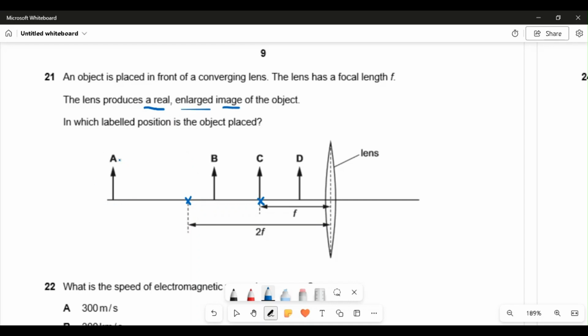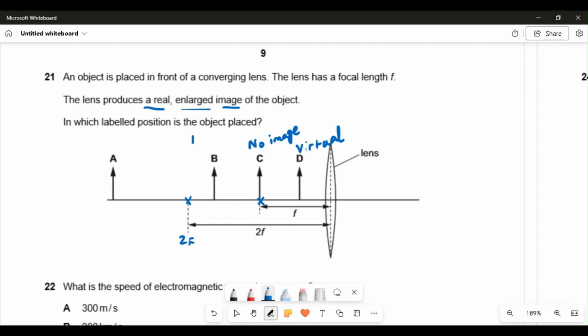When the object is before 2f, we can say that the image will be smaller and inverted, but real, on the other side. When the object is between f and 2f, the image will be inverted, real but larger than the object. If it is at C, we cannot see the image. At D, it will be virtual. So if the position is at D, the image will be virtual. At C, we will say no image, or we can sometimes say the image is at infinity.